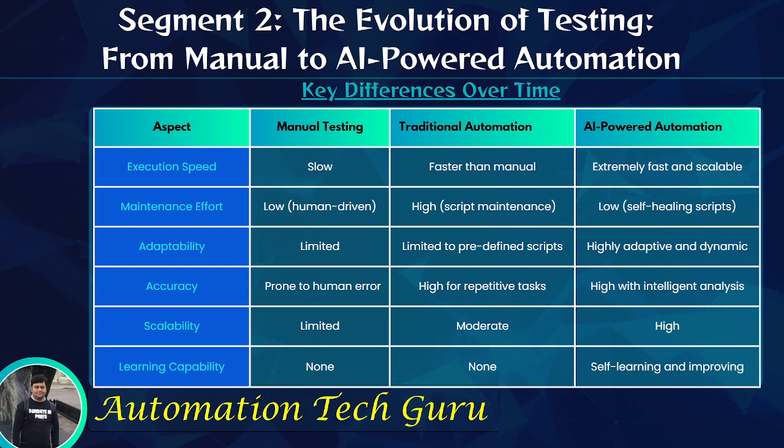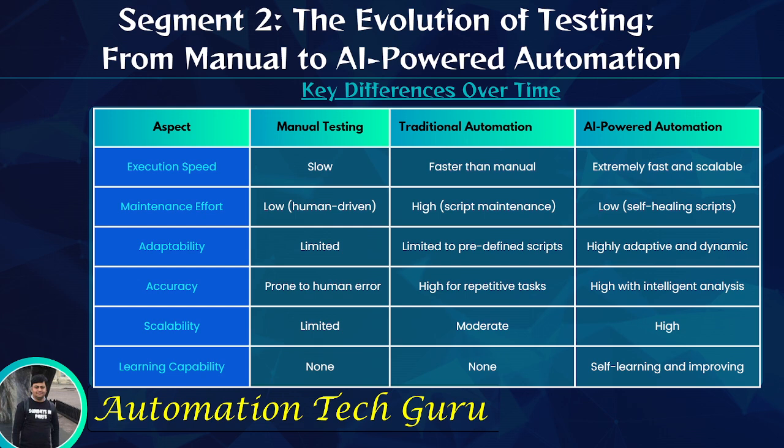Maintenance effort: for manual testing it is low because it is human driven. For traditional automation it is high because scripts have to be maintained by the automation tester. But for AI-powered automation it is low, with self-healing scripts, so AI-powered automation can be updated on its own. Adaptability: for manual testing it is limited. For traditional automation it is limited to predefined scripts, but for AI-powered automation it is highly adaptive and dynamic.